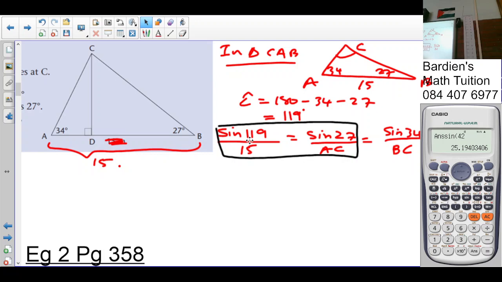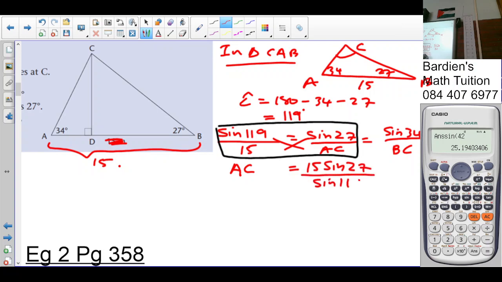Alright, so what do we do? Cross multiply. So that will be AC sine 119 equals 15 sine 27. Divide by sine 119 both sides. So AC works out to be 7.8 meters.